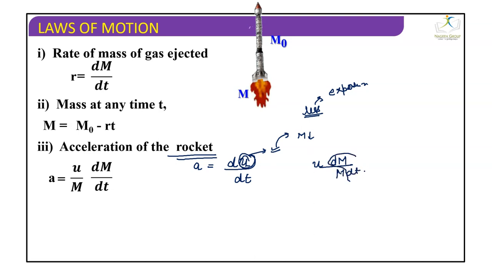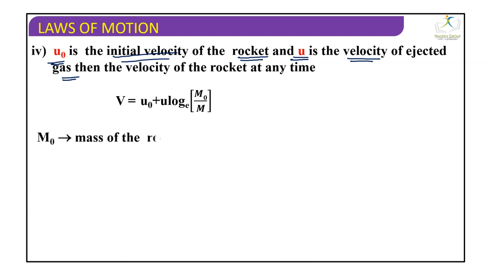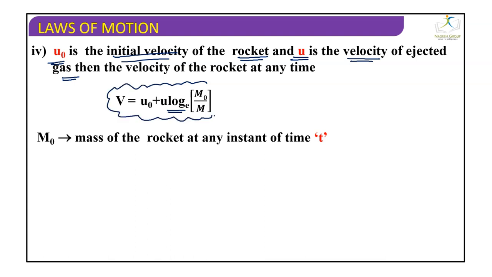Now dm by dt gives the rate of mass of gas ejected. u naught is the initial velocity of the rocket and u is the velocity of the ejected gas. Then the velocity of the rocket at any time, v is equal to u naught plus u log base e m naught by m. This is a direct equation which we are using here. m is the mass of the rocket at any instant of time t.